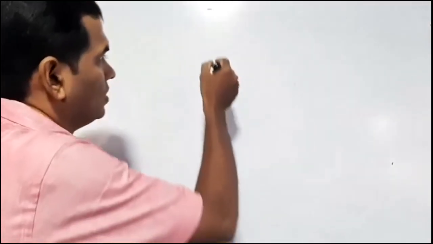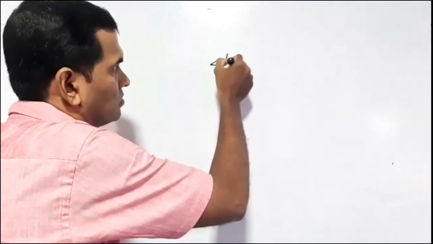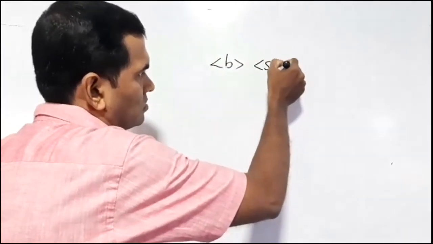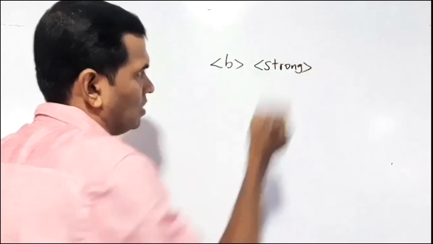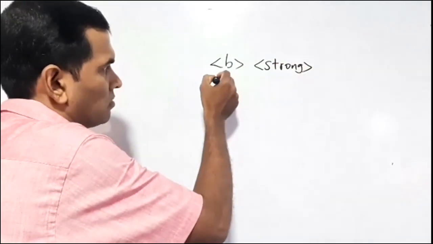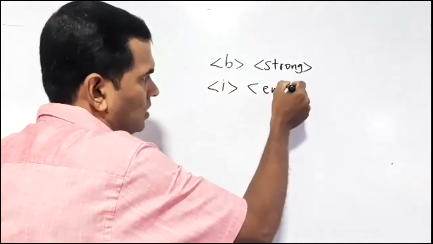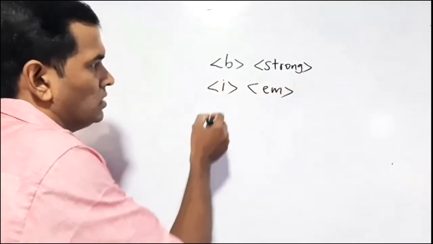Right. Good afternoon. So we started to discuss text-related tags in HTML. Up to now we have discussed bold. For bold we have B and strong. And we discussed italic. Even EM is also applicable. Yes, underline.